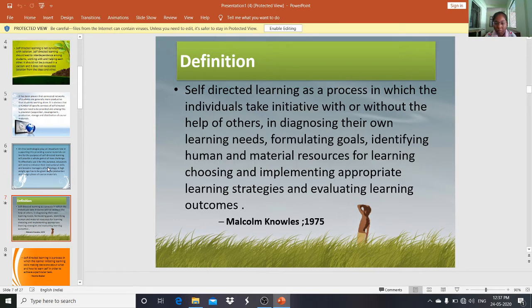In order to have a good outcome, self-directed learning plays an important role in making the learning process, choosing and implementing the appropriate learning strategies. This is according to Malcolm Knowles in 1975.